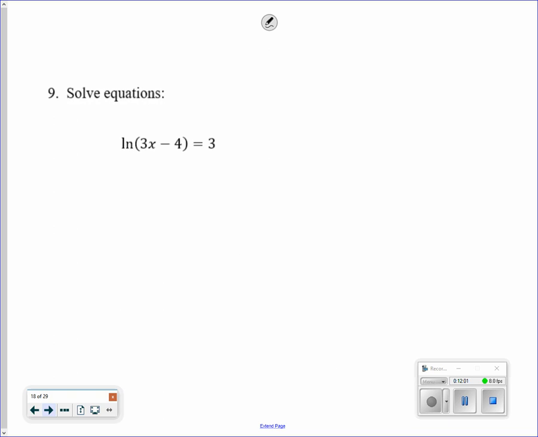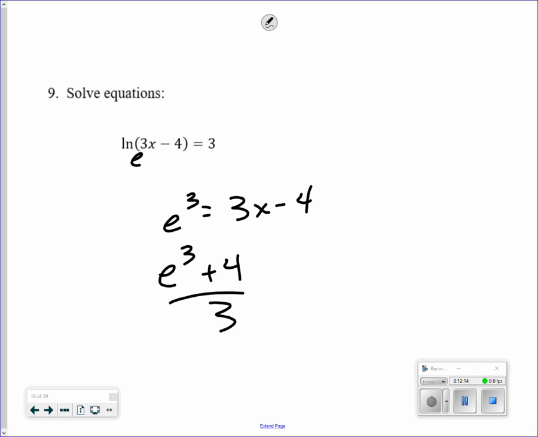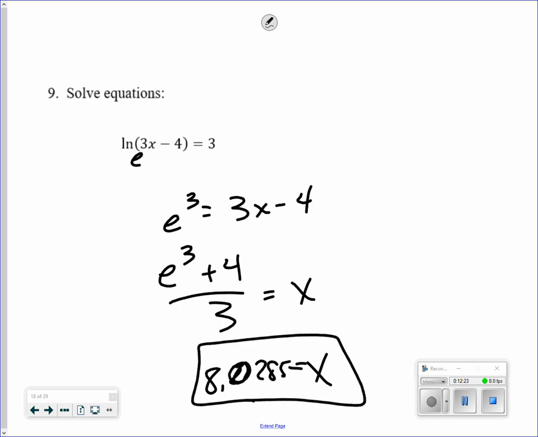Next one. Again, spiral. It's base e. Calculator, e to the third. You're going to do a little calculator, e to the third plus 4, and then divide that by 3. So using a calculator, I get 8.0285. Sorry about that.